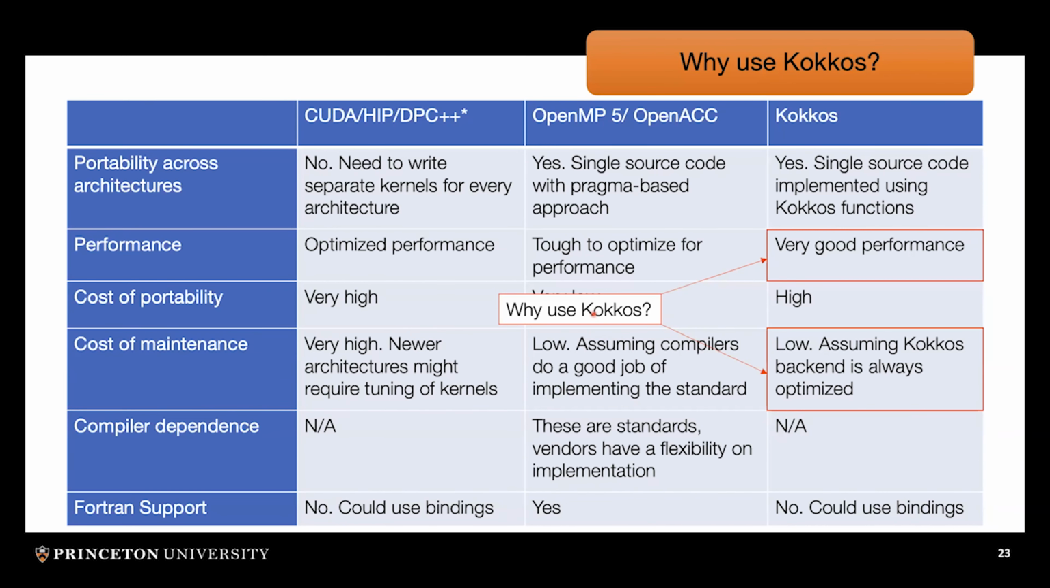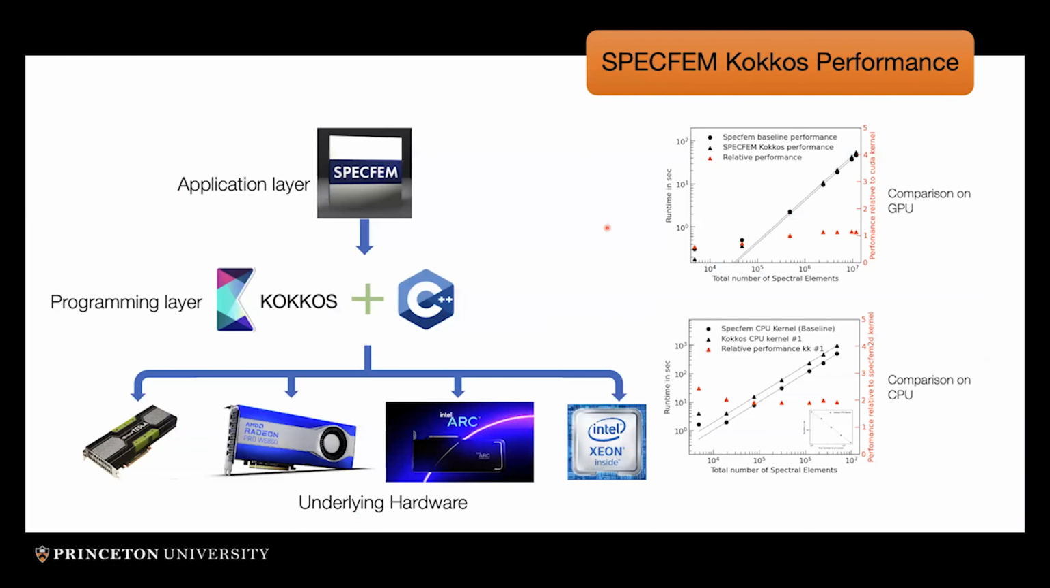Now, lastly, I want to talk a bit about SPECFEM performance. So again, reiterating, the application layer is SPECFEM. We are using Kokkos and C++ to port it. So essentially, I'm porting the whole software package from Fortran to C++. And then we compile it for different architectures. What I have on the right here are two plots, one for GPUs and one for CPUs. On GPUs, the SPECFEM baseline performance is SPECFEM running on NVIDIA GPUs, specifically NVIDIA A100s.